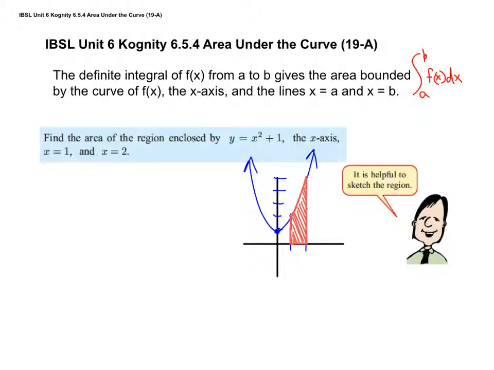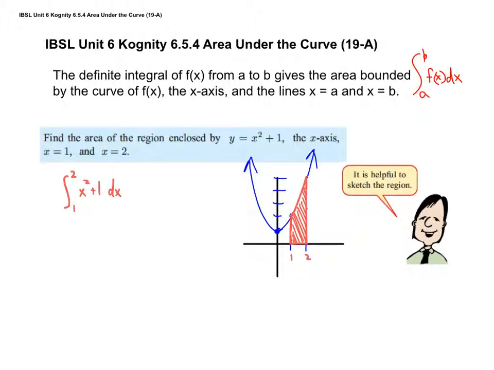So we've got that. How are we doing that? Well, as we learned, the integral gives us the area under the curve. Because I want to go from where x equals 1 to x equals 2, that's my lower and upper bound for my integral. And we're taking the integral of x squared plus 1 dx.